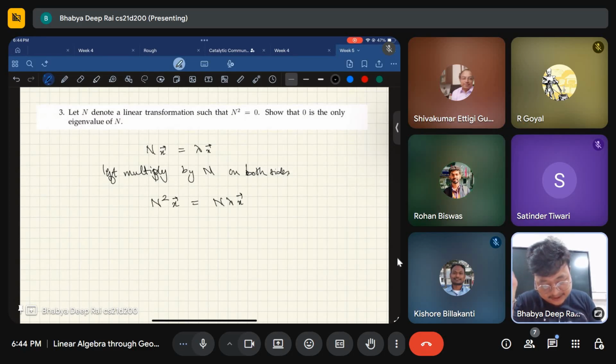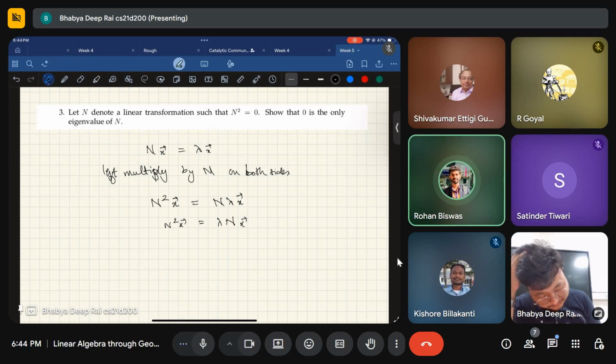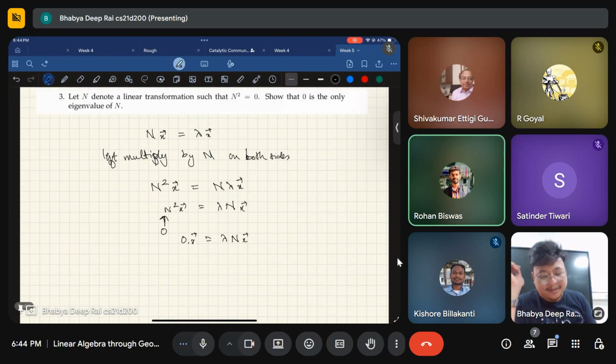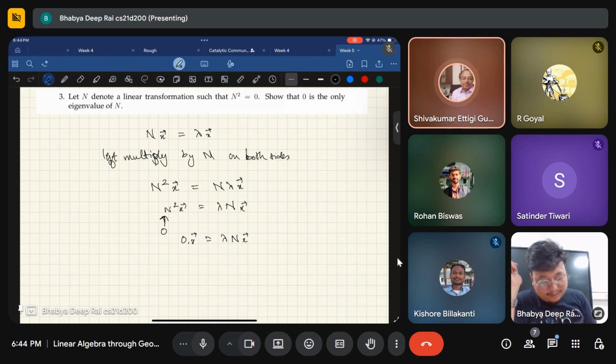So n square x. I can take this lambda to the left. Then n square is 0. This guy is 0. Lambda into nx is 0. I'm just listing it out so that it's simple. Okay. Now, what does this mean?